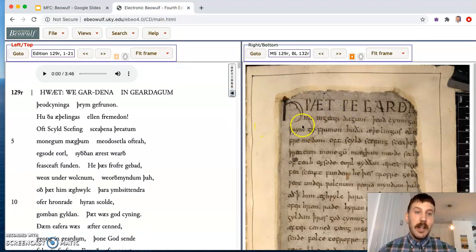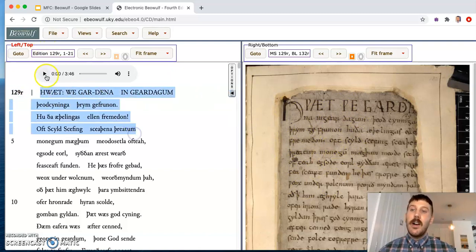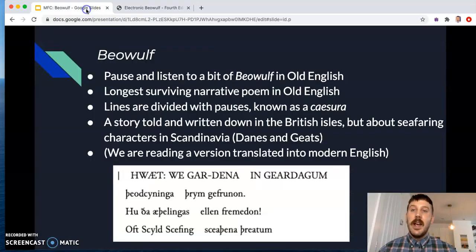You'll be able to look at the manuscript and you'll be able to look at the manuscript transcribed right here. And then finally, you'll be able to listen to a portion of Beowulf spoken in Old English. So if you haven't yet done that, pause the video, go to that website, and check those things out. Okay, so we'll keep going.